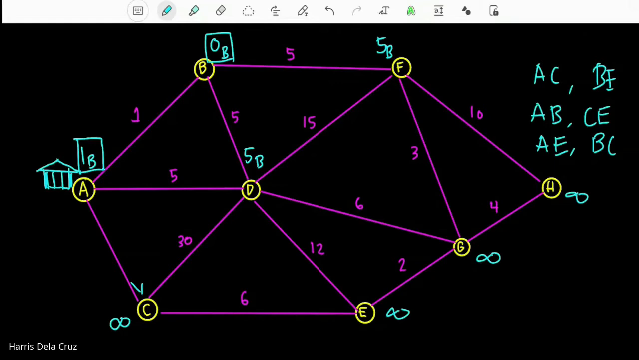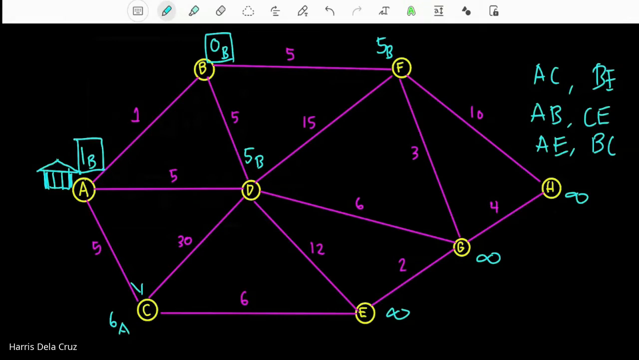So that's 1 plus 5, 6. But the label of D currently is 5B, which is smaller than 6. So we will keep that label and disregard 6. We can visit C. So from A, that's 1 plus 5, 6, which is smaller than infinity. So we're going to change it with 6A. The rest cannot be reached from A, so their label will remain the same.